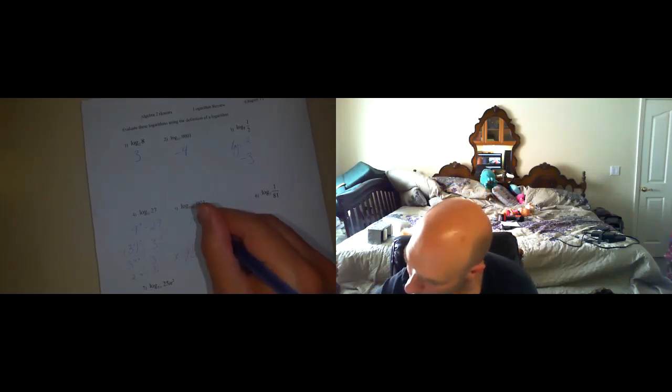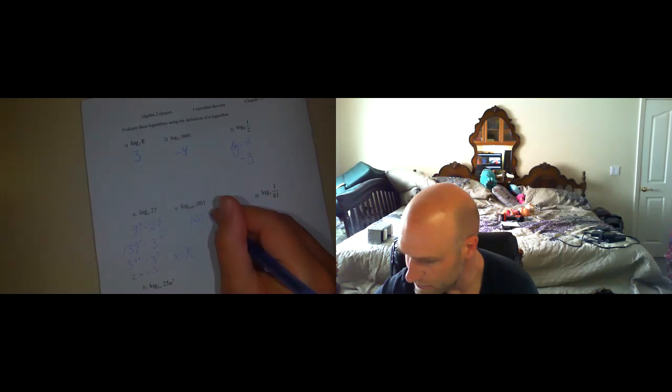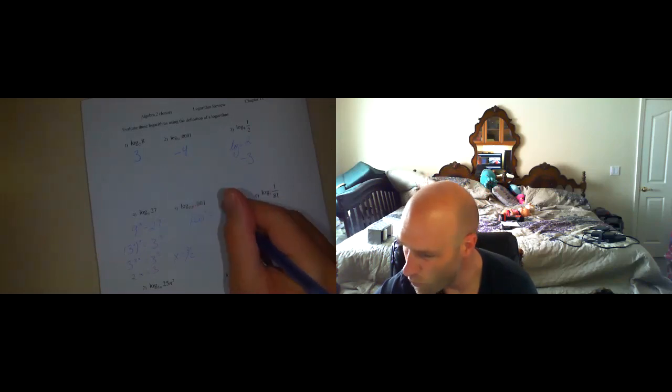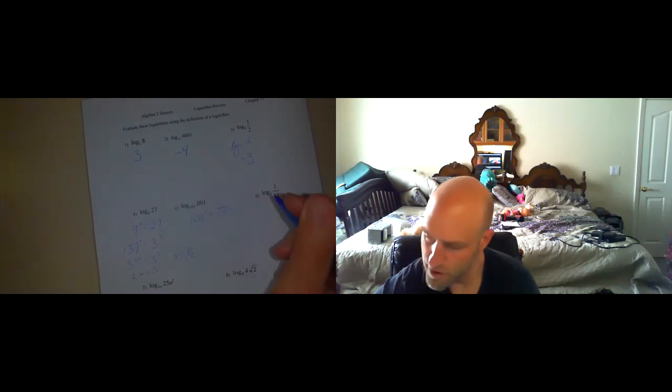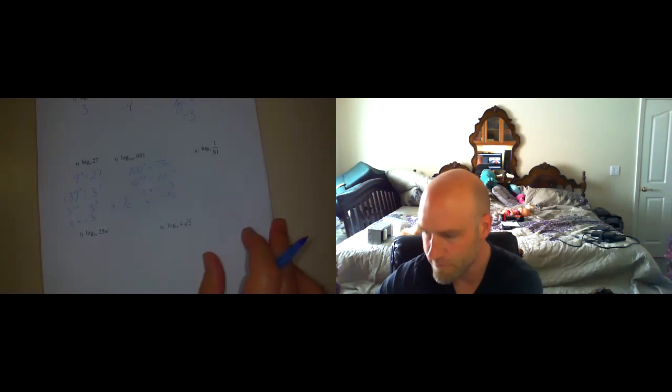Here I'm getting 100 to the x equals really 1 over 1,000. These are both powers of 10. I could say 10 to the 2x equals 10 to the negative 3. 2x equals negative 3. This time x equals negative 3 halves.